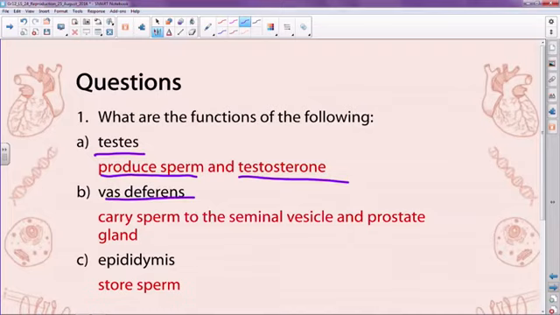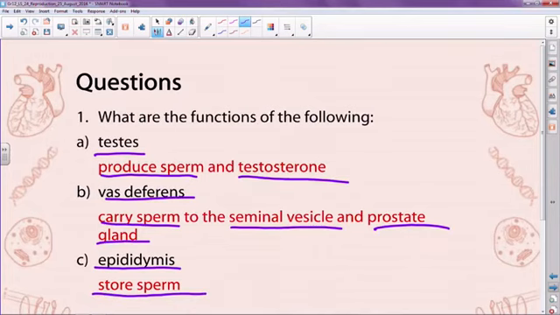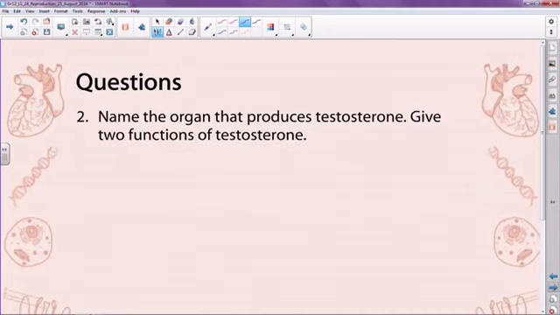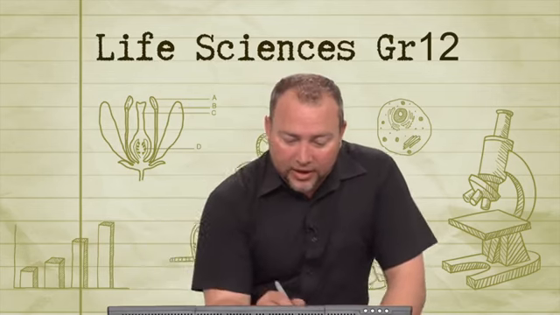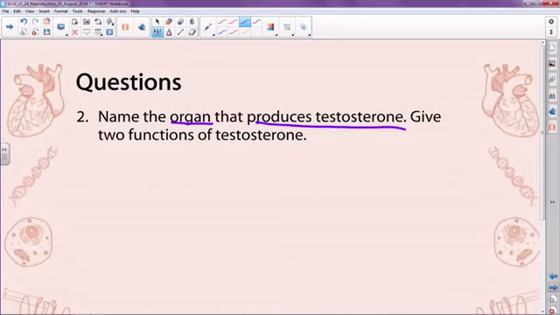Okay, next one. The vas deferens carries sperm from the seminal vesicle to the prostate gland. And then the last one, your epididymis, stores sperm. Epididymis stores sperm. It's like a creche. It makes it get nice and big and older so that it can do what it needs to do. Right. Okay, another one here for you. Let's see how good you are. Name the organ that produces testosterone and give 2 functions of testosterone. I'm giving you 1 minute to do that. Concentrate and let's see if you can get it right. Off you go.